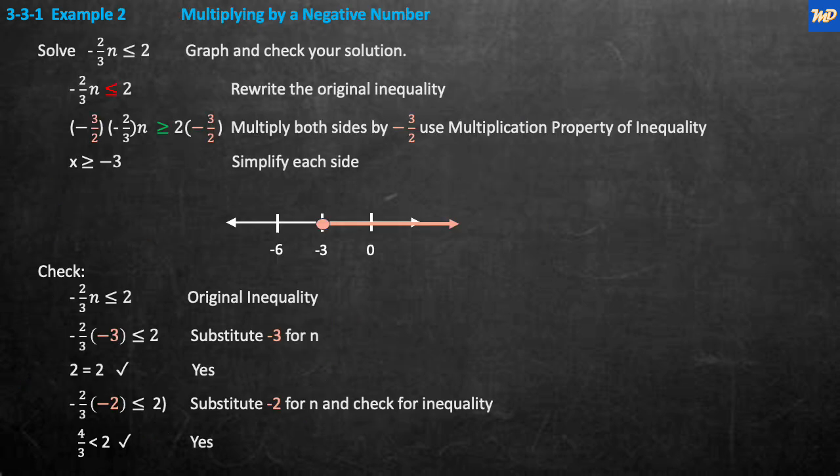Okay, example 2, multiplying by a negative number. So this time we're going to see the inequality symbol flip, right? So let's try it. Solve -2/3 n is less than or equal to 2. So how do we solve that? Well, I rewrote the inequality, and notice that I've highlighted our inequality. Down here you see it's green, it means it flipped.